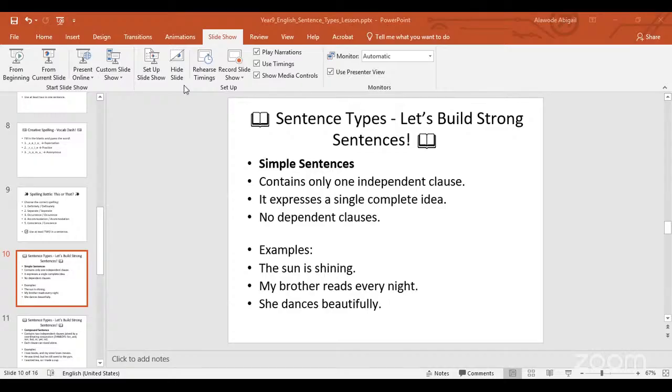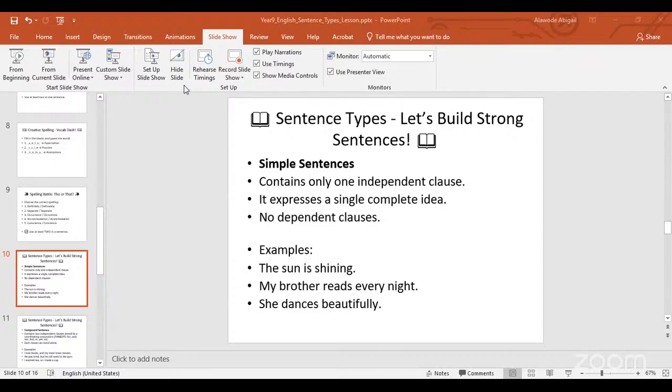Simple sentence. Can you read it for me? The first one. "The sun is shining." No, no, no. I mean, what it's about. After simple sentence, you have: contains only one independent clause. Great. Only one independent clause.